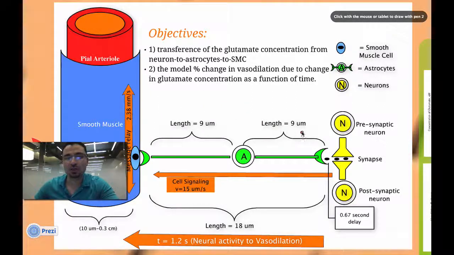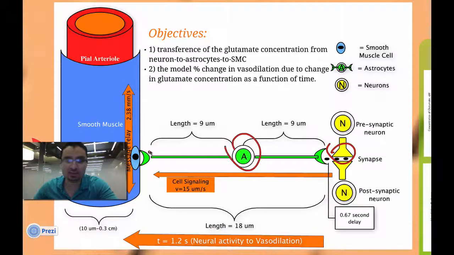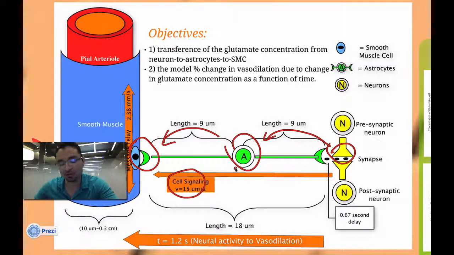So to have this model working, I needed to know the key components. We need to know about neurons, astrocyte cells, and smooth muscle cells, and how fast these signals are being sent, which is indicated here, and the time it takes, which is again 1.2 seconds roughly, plus or minus 0.6 seconds. So there's a range there, and based on that, I was able to determine a rough estimate regarding the length. With all that information, I plugged it into the MATLAB program and used differential equations, things like that, to determine the rate at which transference of glutamate concentration is occurring.